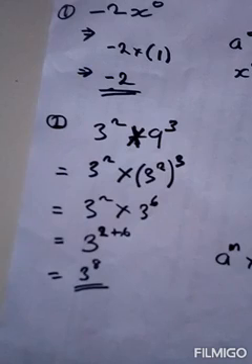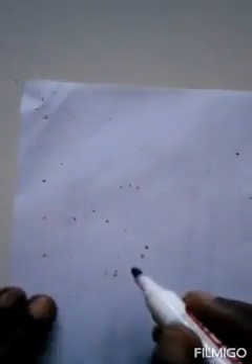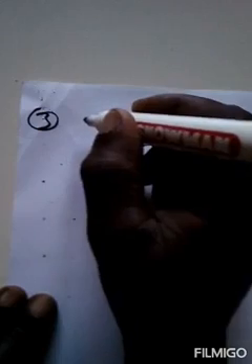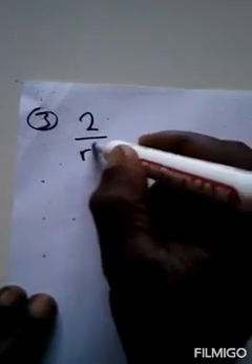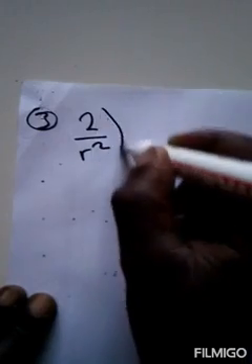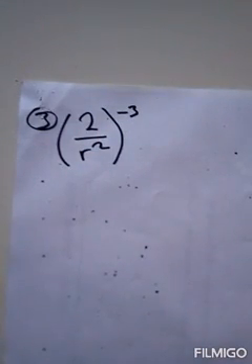So for our next question, I need a bit of working paper. Okay, we'll use this one. The next question says work out the following. We have this question here, which is question 3. Question 3 is written as 2 over r to power 2, all to the power negative 3. So what should you note first?